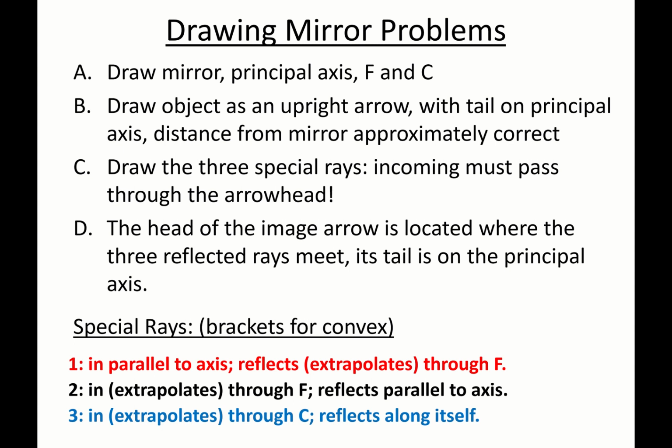And the three special rays are: one that comes in parallel to the axis and reflects through F, or for convex it extrapolates out through F. A ray that comes in through F and reflects parallel to the axis. Or a ray that comes in through the center of curvature and reflects back on itself.